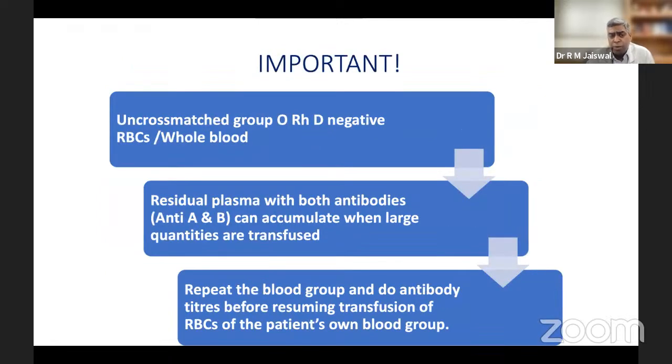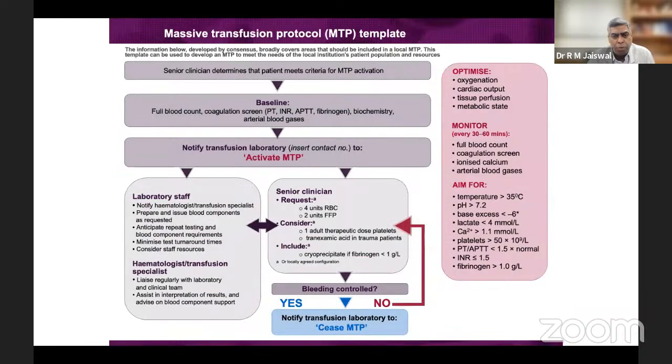Important is uncrossmatched group O negative RBC or whole blood. Now there is a term, low titer O whole blood, that can be used. Residual plasma with antibodies can accumulate when large quantities are transfused. Repeat the blood group and do antibody titers before resuming transfusion of RBC of the patient's own blood group. These are the important factors we should keep in mind when we are dealing with the massive transfusion protocol.